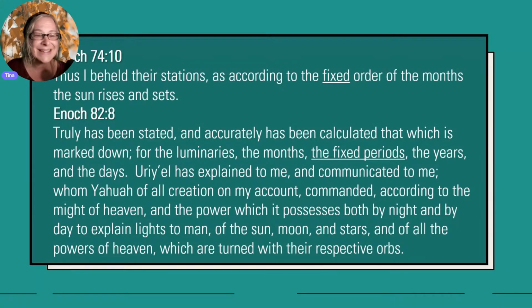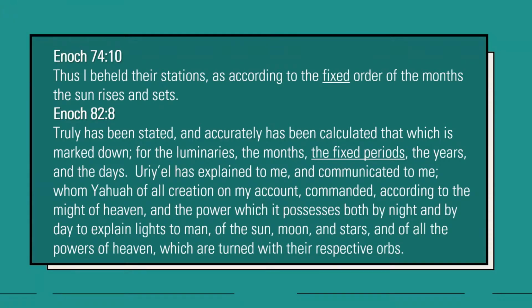Okay. Let's see what Enoch says about the stars. All right. Let me see here. I'm going to show you that. Enoch says in 74:10, thus I beheld their station as according to the fixed order of the months, the sun rises and sets. Key word, fixed.